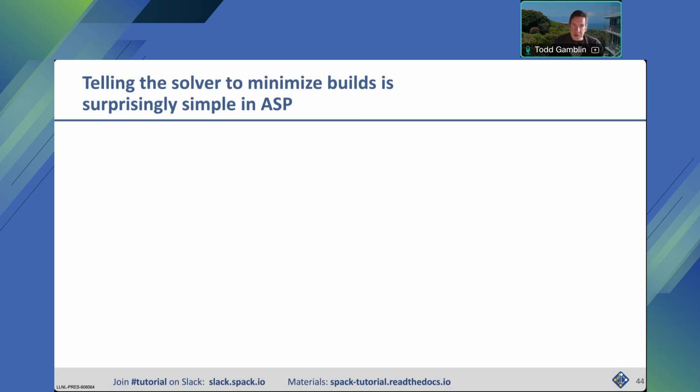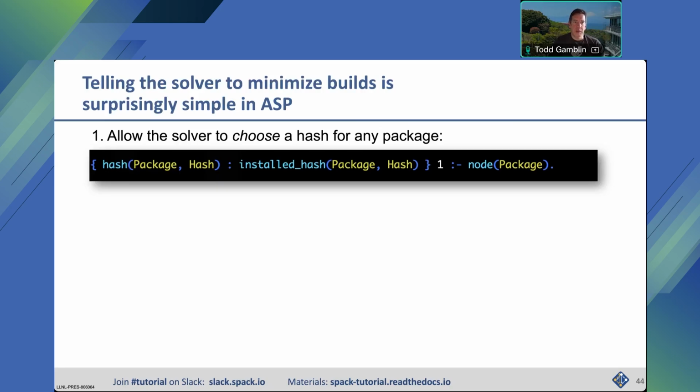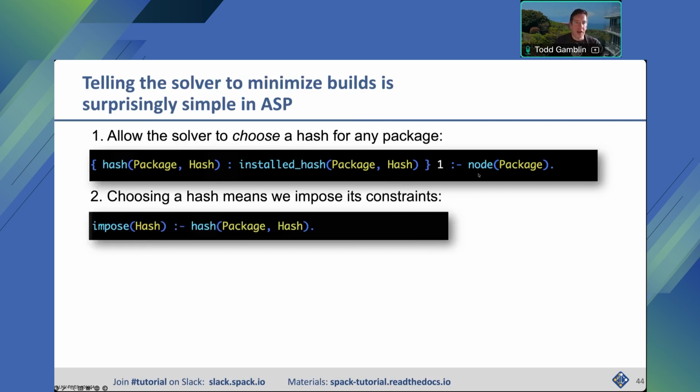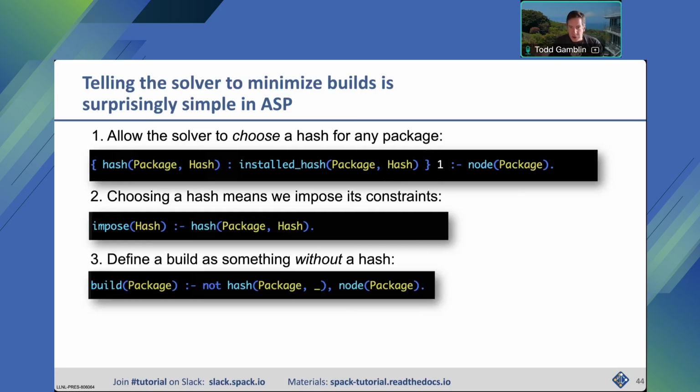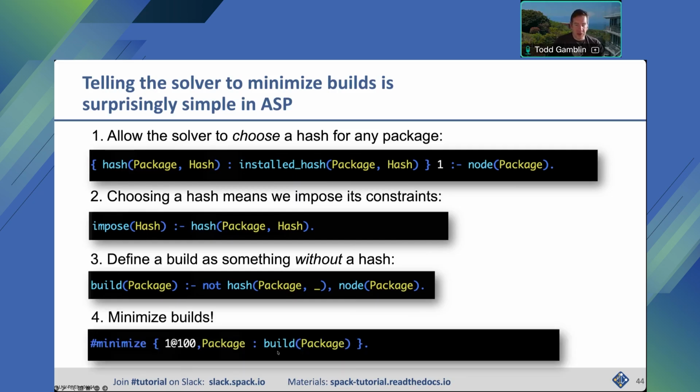Telling the solver to minimize the builds is pretty simple in answer set programming. You just tell it you can choose a hash for any package out of the available hashes. So if there is an installed hash like the one I just showed, you can pick at most one of those for any package. Don't worry about the syntax. You can say, hey, if you choose that hash, you have to impose all the constraints. So you still have to be consistent with all the constraints that might apply to the versions on that package. If you don't assign a hash to something, then you have to build it. And just minimize the number of builds that you do. And this is sort of an oversimplification. If you just minimize builds, there's a little more that you have to do, but this is the gist.